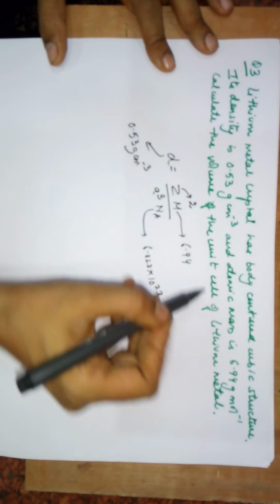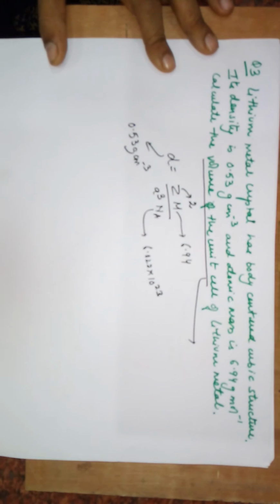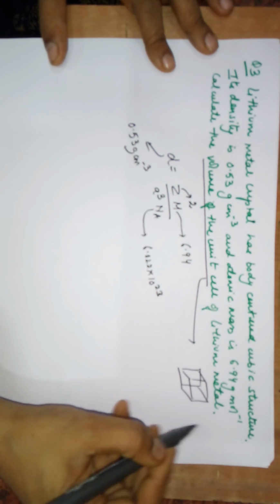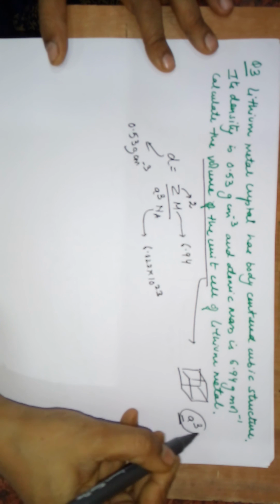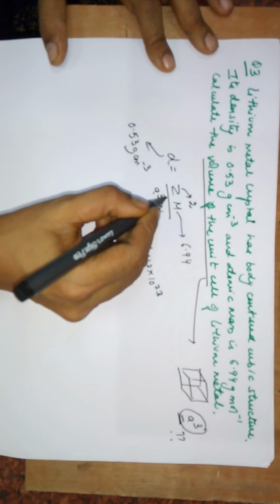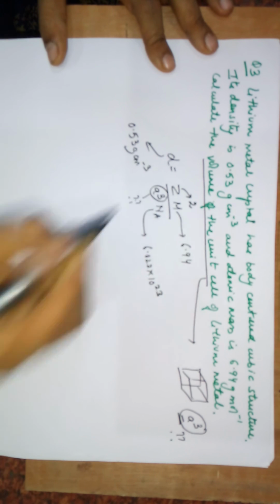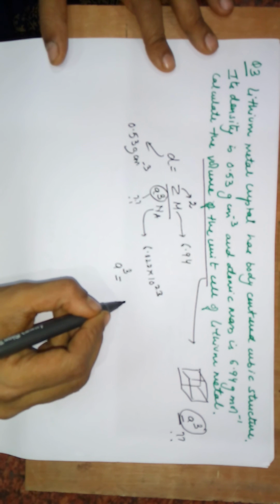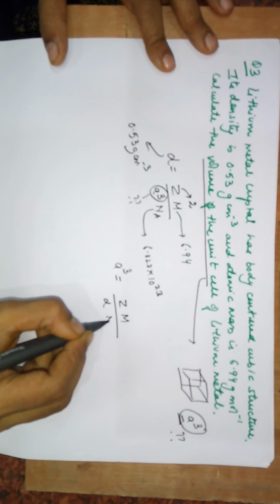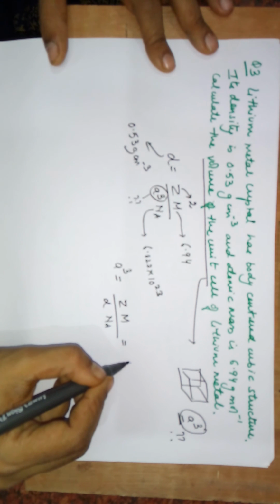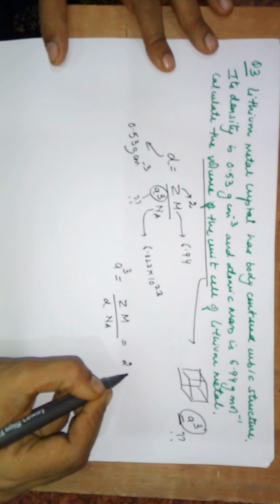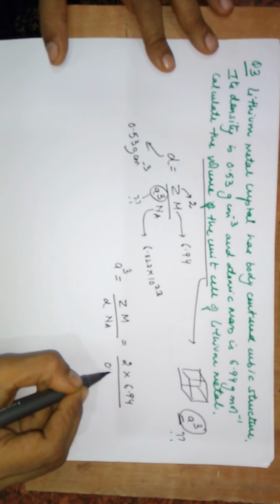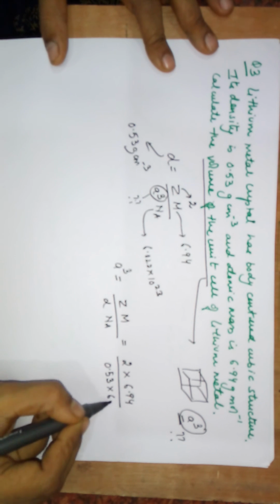Calculate the volume of the unit cell. Now, what is the volume of the unit cell? A unit cell which is a cube. The volume of a cube is edge length cube, that is A cube. So this is your question. Hence, this is to be found. Rearranging the parameters, A cube is equal to Z M upon density times Na. Substitute the values. The values are 2 for BCC times 6.94 divided by 0.53, the density, times Avogadro's number.